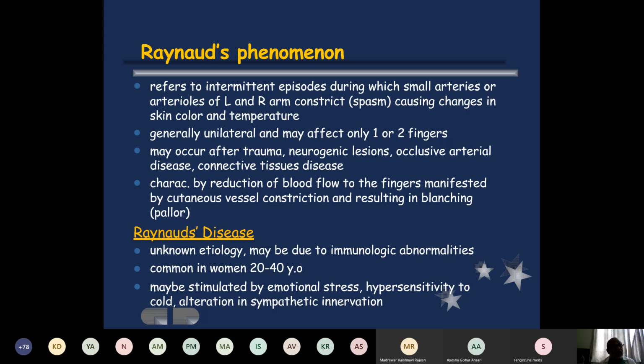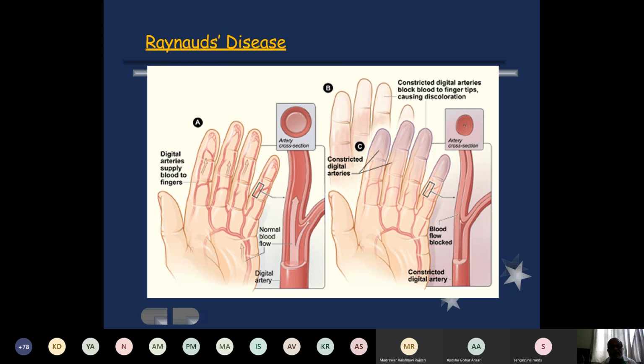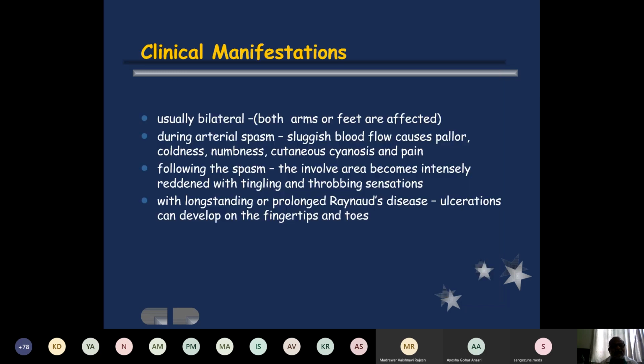Raynaud's disease has an unknown etiology, may be due to immunological abnormalities, and is commonly seen in females ranging from 20 to 40 years of age. These are a few diagrams showing the arterial supply of the fingers, wrist, and constriction of digital arteries. Clinically, Raynaud's disease is usually bilateral. Both the arms or feet are affected.